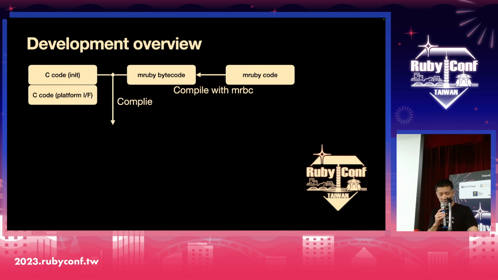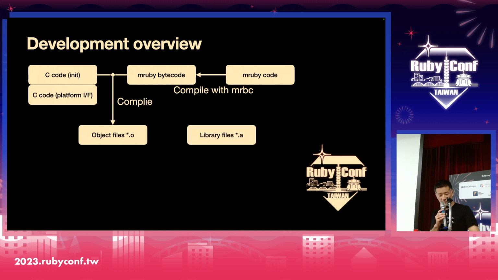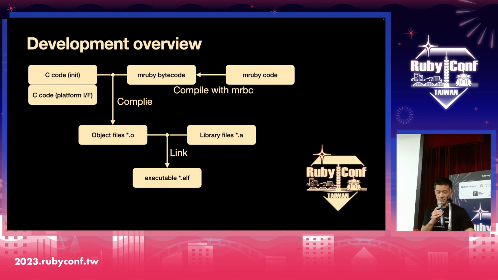And as the bytecode is in C array format, you can put it together with C code and compile to produce object files, and that object file can be linked against the platform library and mruby VM library, and that produces an executable in ELF format. And usually after this, even though ELF is executable, to put it on a game console you need to do another step, which is building the image. The tools usually come with the platform SDK.